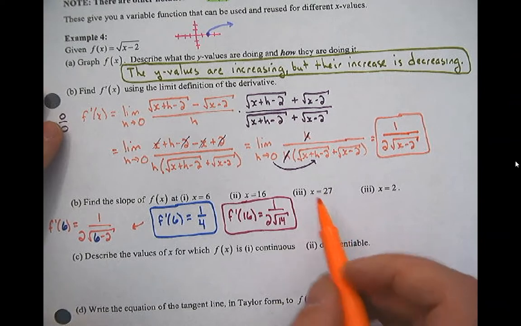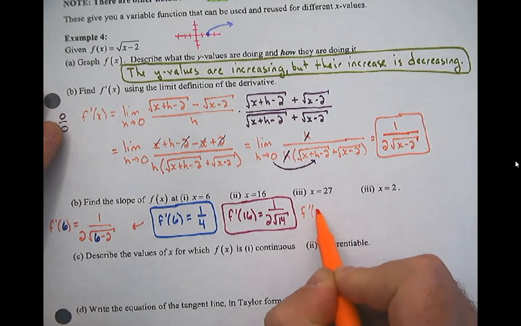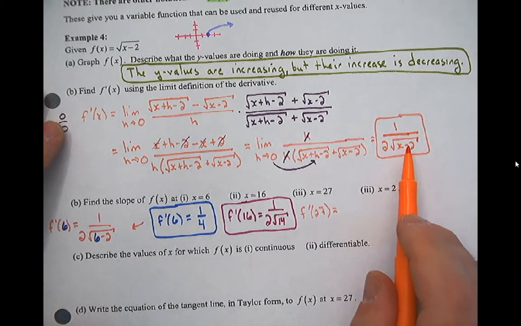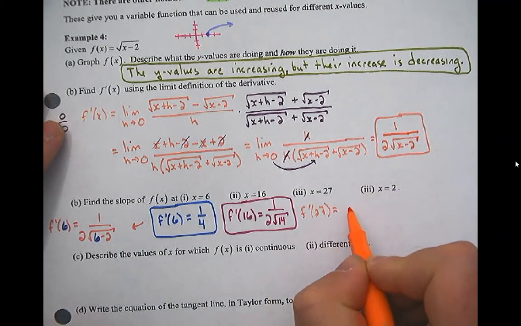Of 27, so f prime of 27 is equal to 27 minus 2 is 25. That's 5. That's 10, 1/10.